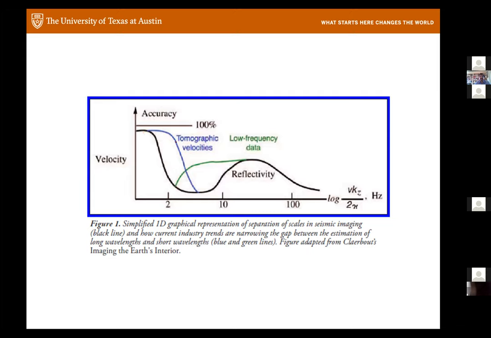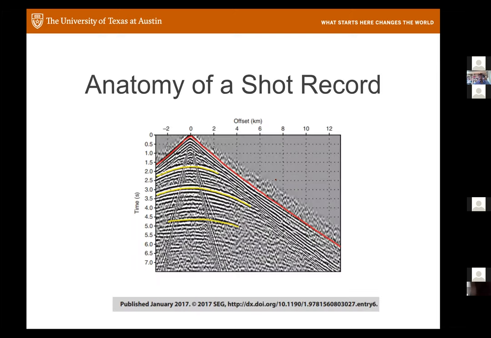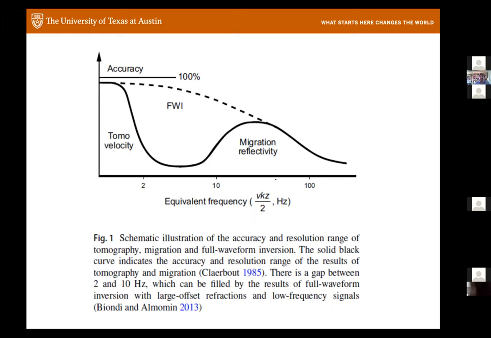Then tomography can fill up a little bit of this low frequency part. Reflectivity, a review kind of approach, can give us some information on the band in the seismic frequency band. So there is always an increasing effort being put in filling in the gap in seismic velocity information. Here, our goal is that someday FWI would be able to fill up the entire velocity gap that we have. I don't think we have reached there yet, but we're getting close.